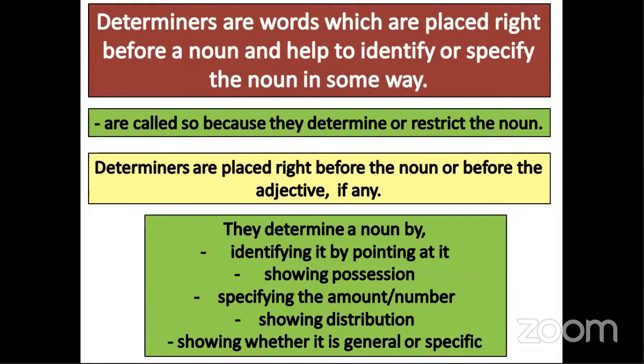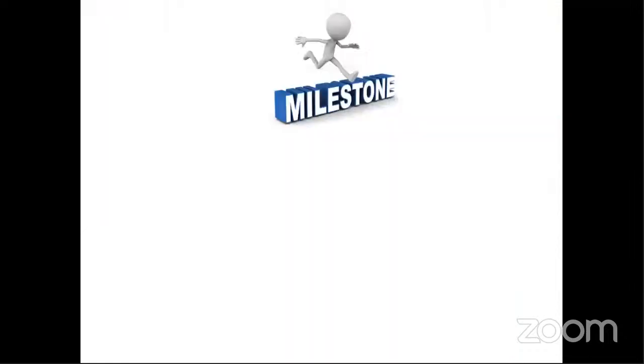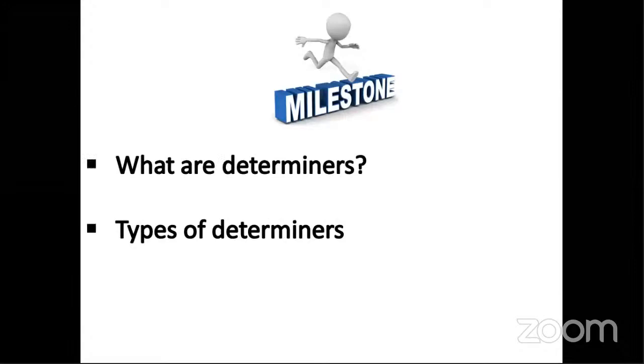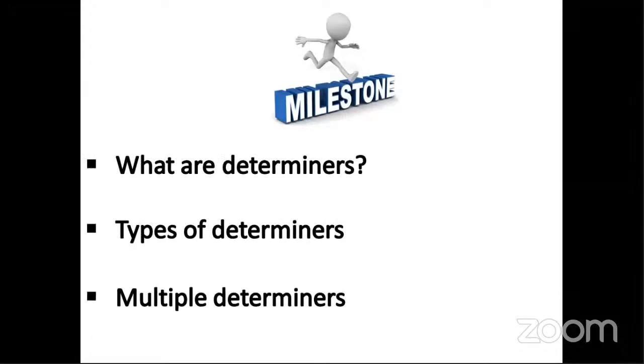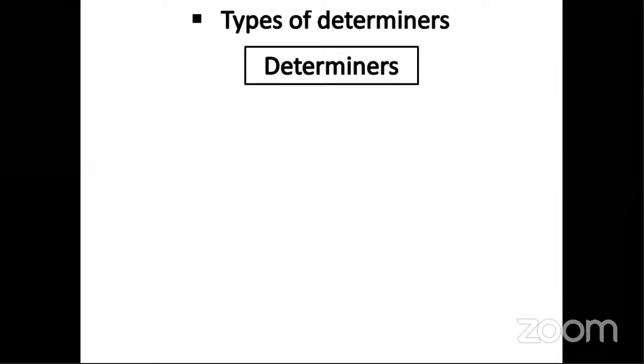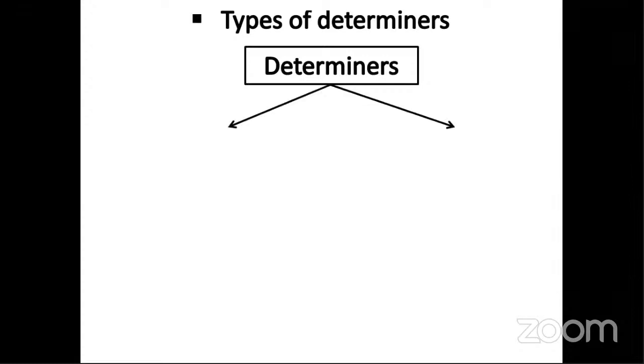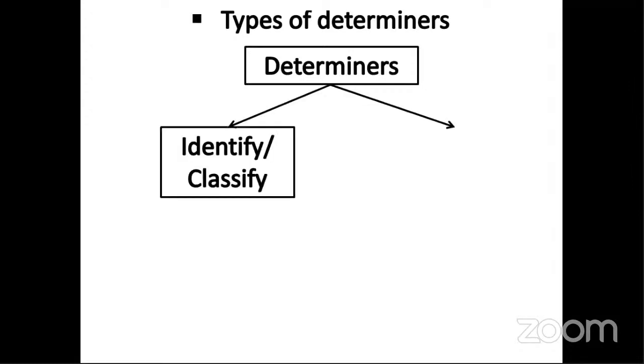Now, based on how they determine the nouns, we have types of determiners. So we just met our first milestone: what are determiners. Now we will look into the types of determiners. Determiners can be broadly classified into two groups. One set is the identifying or classifying determiners, and then we have another set, the quantifying determiners.